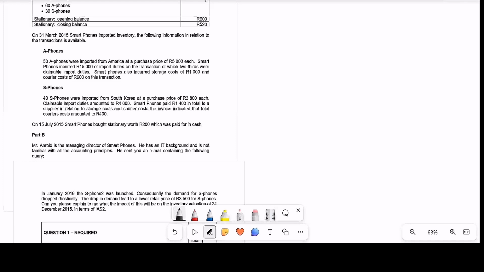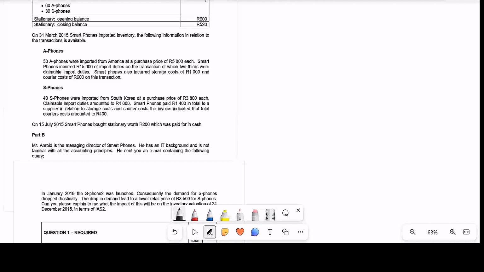Just remember that. But courier costs, remember, if you import inventory and let's say your factory is in Johannesburg, but your inventory arrives at the ports, maybe in PE, Port Elizabeth, or Cape Town, you'll have to get those goods from that place to Gauteng. So you'll actually have to incur those courier costs in order to get those goods to your premises. So those courier costs have to be capitalized.